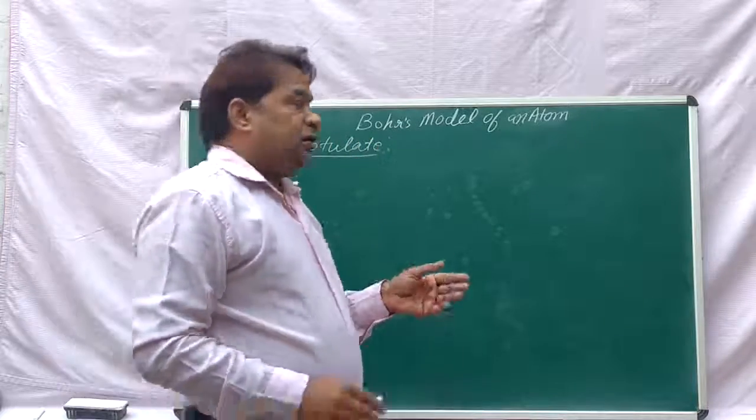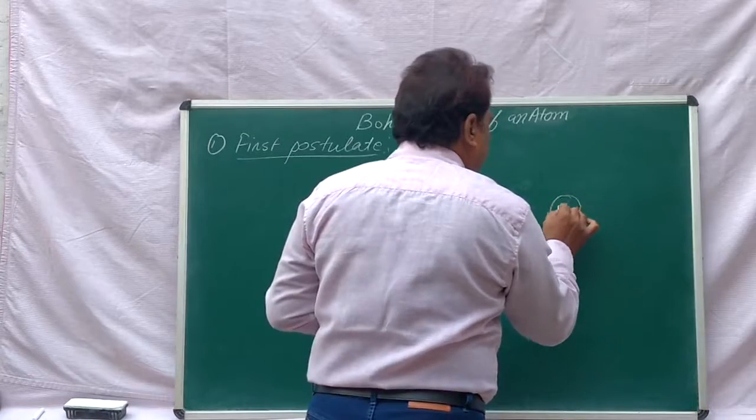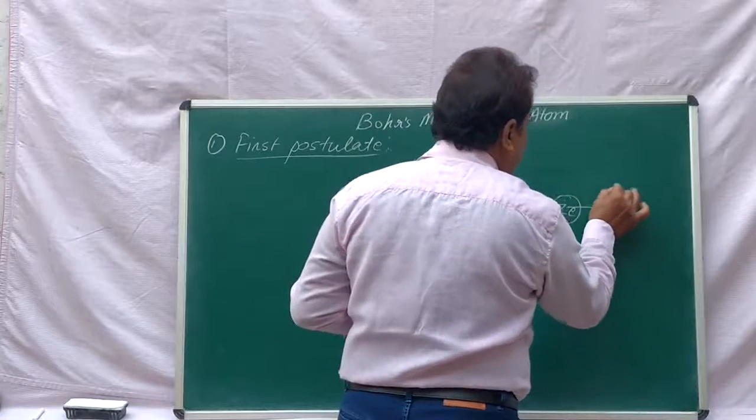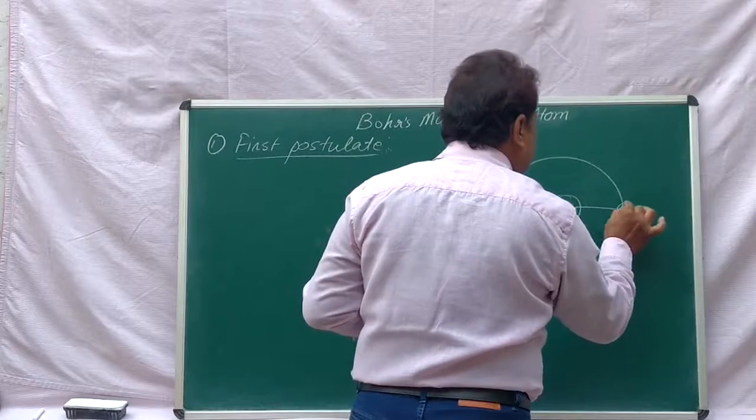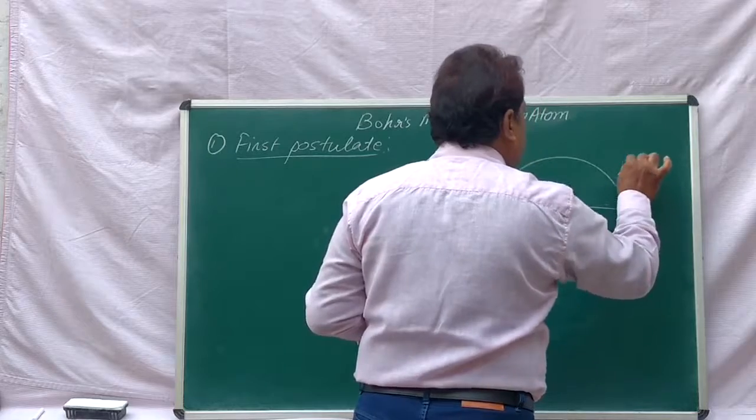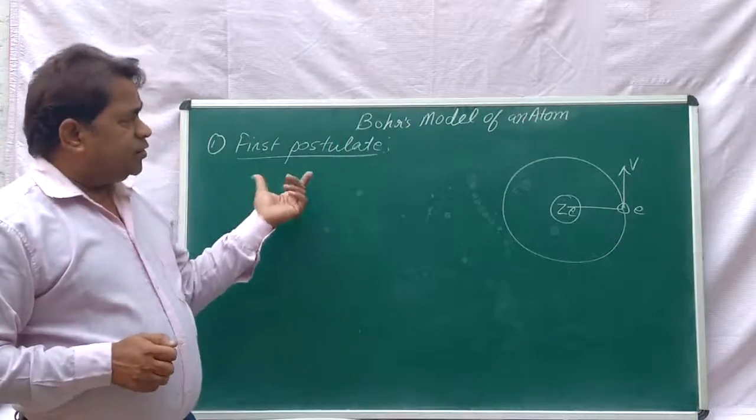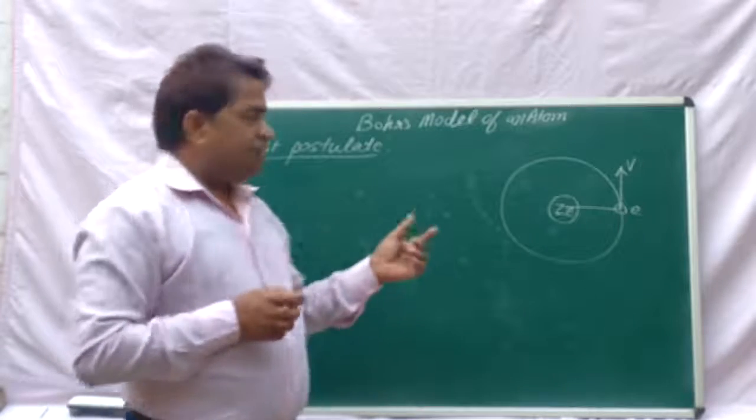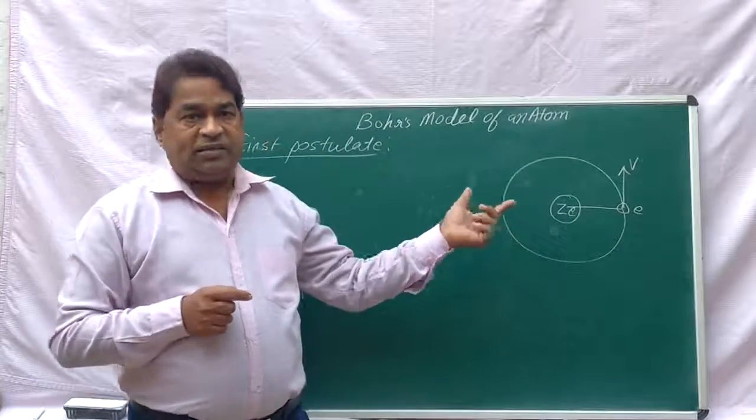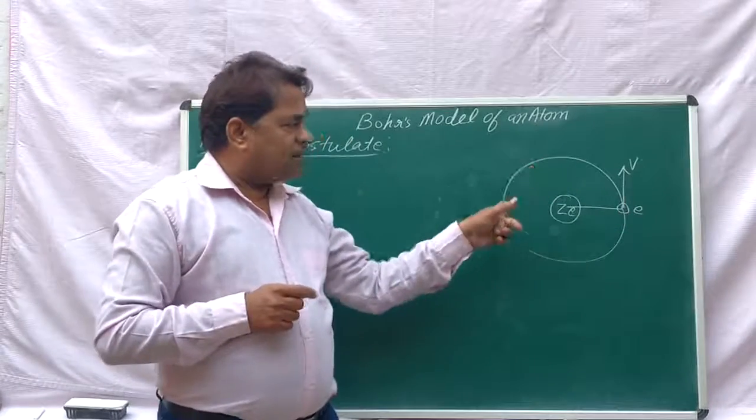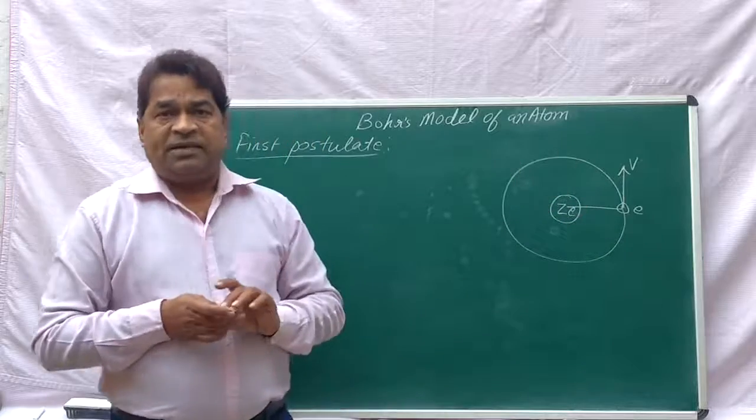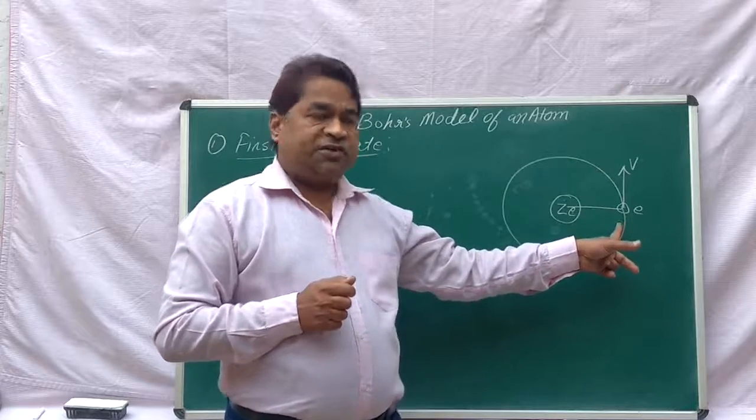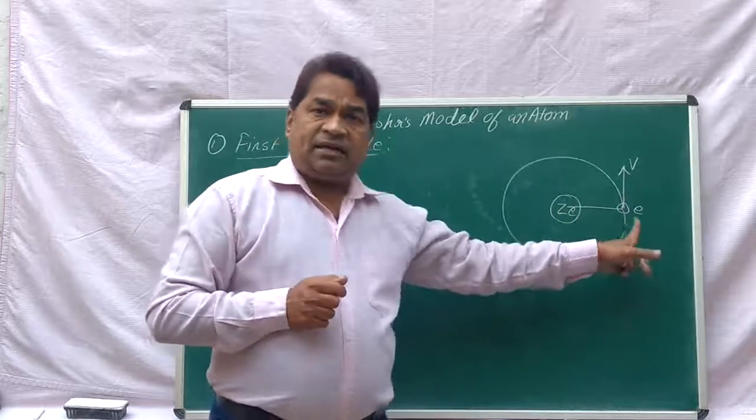According to Bohr, if this is the nucleus, let us say it has charge Z. Now the electrons revolve around the nucleus in circular orbits. This is one of the electrons, moving like this with velocity v. So the entire positive charge of the atom is concentrated in a very small space called the nucleus, and the electrons revolve around it in circular orbits, where the necessary centripetal force is provided by the electrostatic force of attraction between the nucleus and the electron.